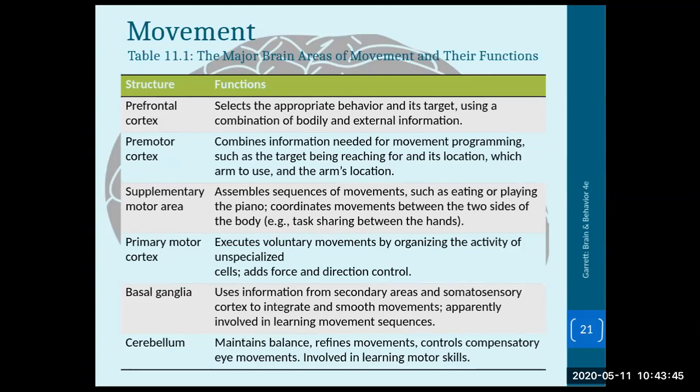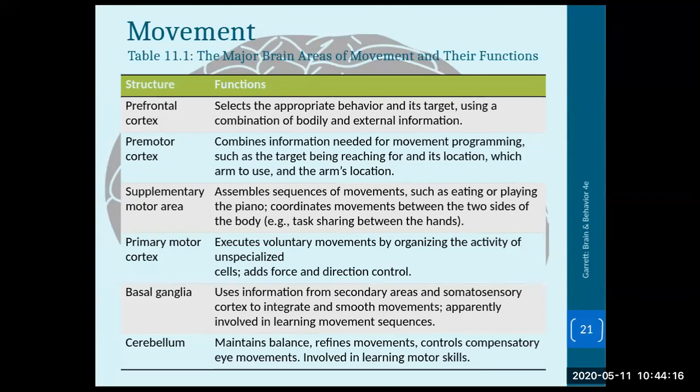We talked about the basal ganglia in chapter 3. The basal ganglia is a secondary area of motor, and also uses information from the somatosensory cortex to integrate and give us smooth movements. Apparently, it's involved in learning the sequences. So being able to hold the ball the way you do, put it up, and shoot the free throw. And yes, I'm pantomiming it as I do it because I so miss my basketball.